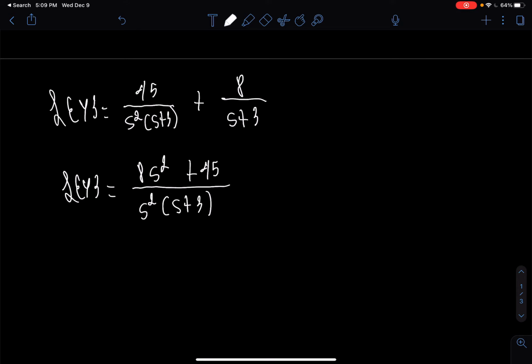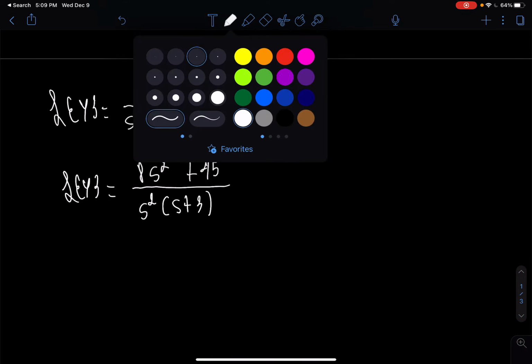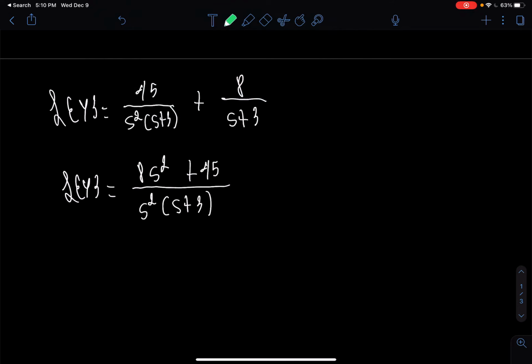With this, you'll be staring at this on the exam or on a homework problem, and it looks like it's done, right? But it's not. We're just getting started. This is just going to turn into a partial fraction decomposition. So let's write this as A over s plus B over s squared plus C over s plus 3.